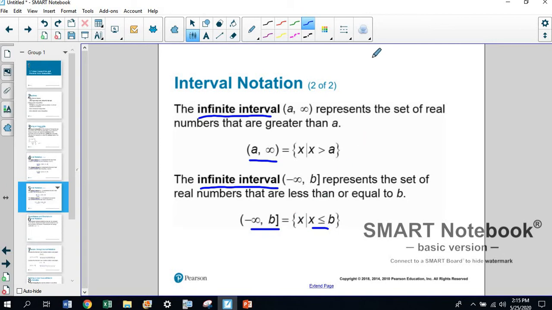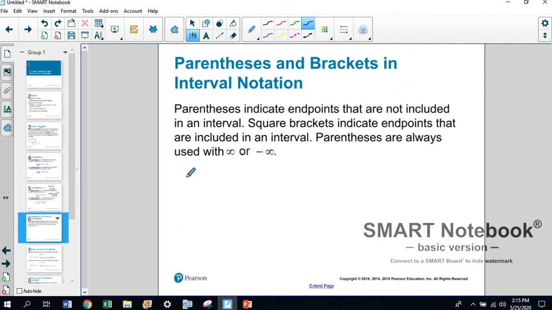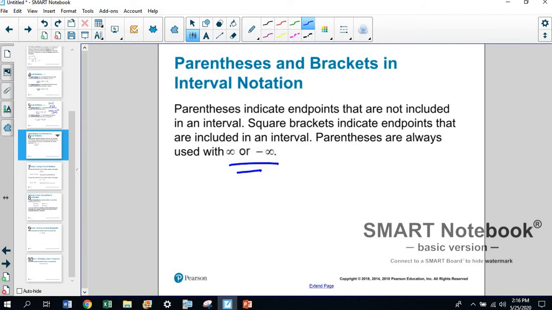The big thing about interval notation, when you write a comma b, doesn't matter if it's closed, open, whatever, a must always be less than b. You will never write something like this, 5 to 2. You'll never do that, because that doesn't make any sense. So you've got to make sure you always put your first number smaller and your bigger number second. And again, parentheses are always used with infinity or negative infinity.